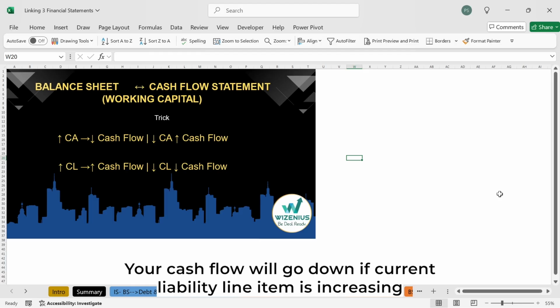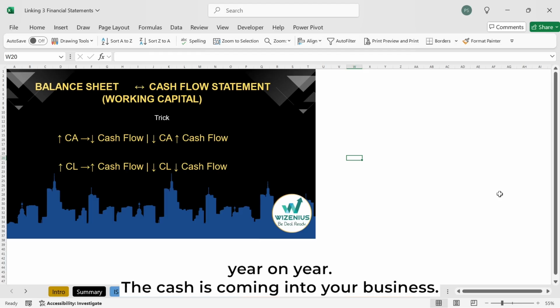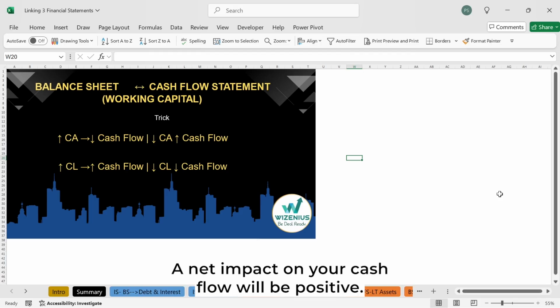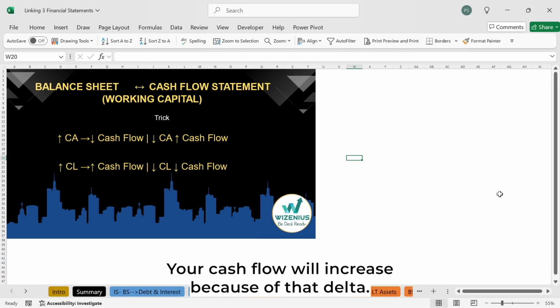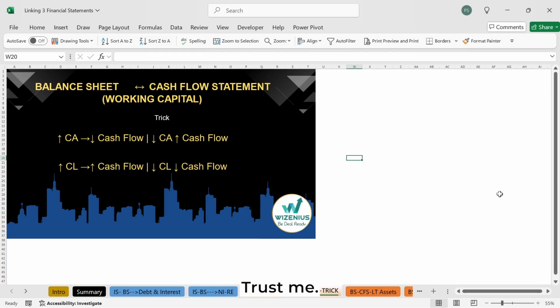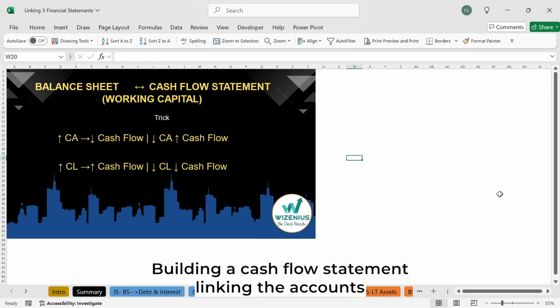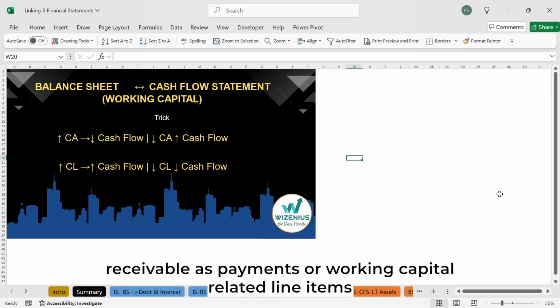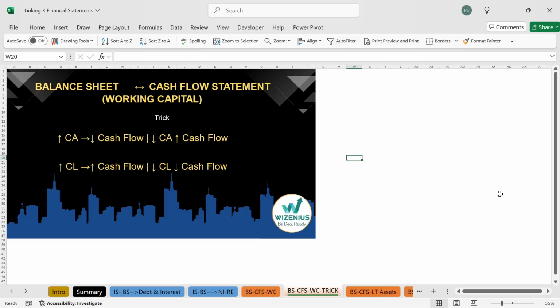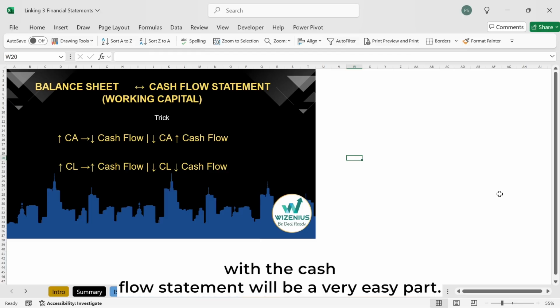If a current liability line item is increasing year on year, the cash is coming into your business, the net impact on your cash flow will be positive, your cash flow will increase because of that delta. Keep this in mind. Trust me, building a cash flow statement, linking the accounts receivables, payables, or working capital related line items with the cash flow statement will be a very easy part.